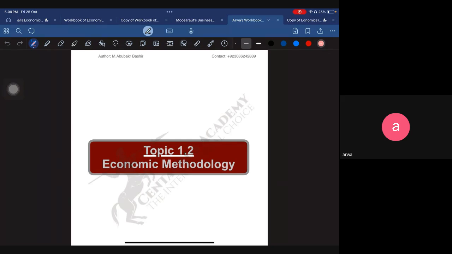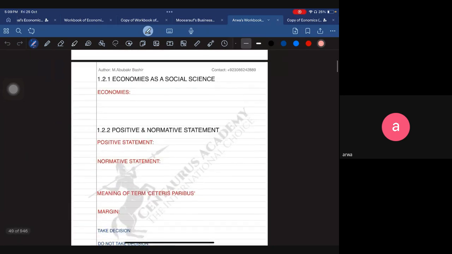So the first topic that we will be doing in economic methodology is, have you taken the print of the workbook? Oh, sir, I have to go tomorrow because it's the weekend. So I'm gonna go tomorrow and then I'll get it printed.